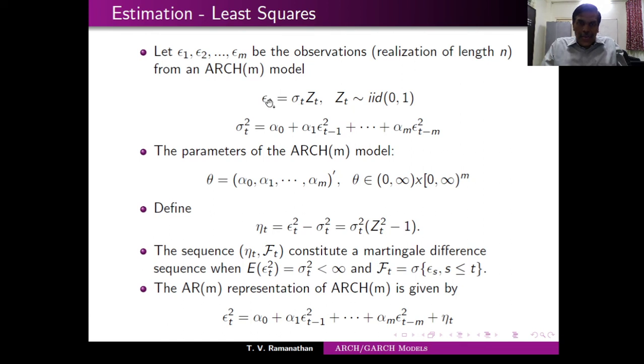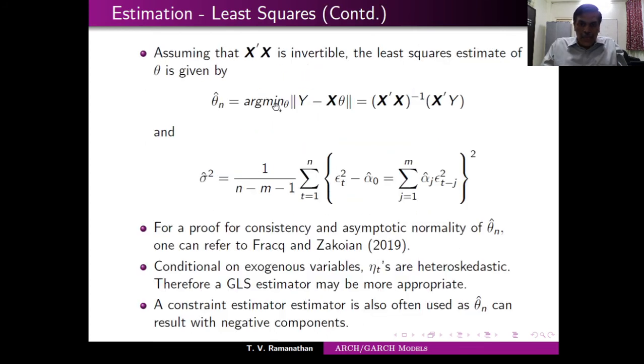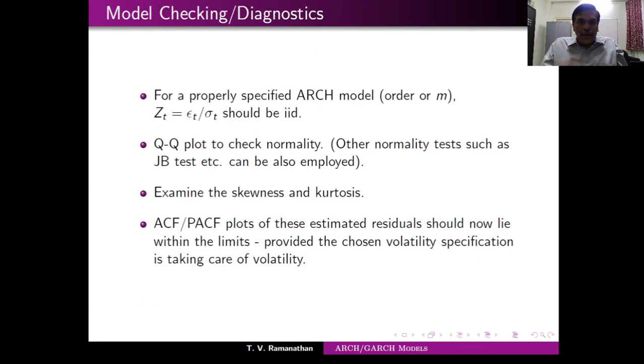See, these are not the direct observations that you have. Your observations are r_t or y_t. But how do you get epsilon t? Because there is a mu t in between, which you estimate and subtract. And then you get epsilon t. Okay? So this is what the least squares method does.